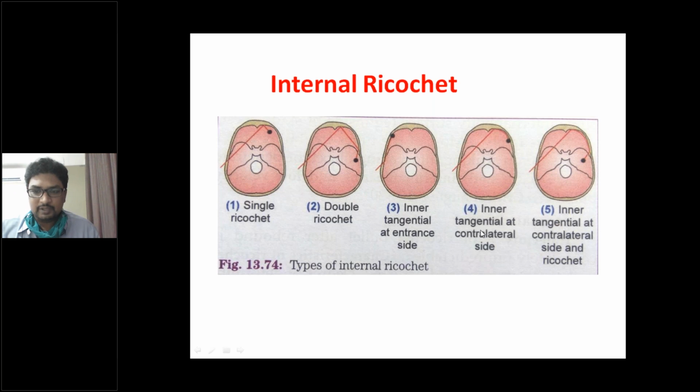So there are different types, such as tangential entrance and contralateral. No need to remember them. Remember there are two types: external ricochet and internal ricochet. External ricochet is where the bullet hits an intermediate object before striking the target. Internal ricochet is where, inside the body, because of the bony structures, the direction of the bullet can be changed.